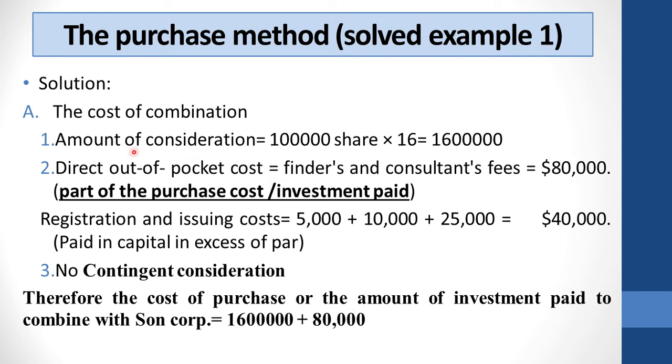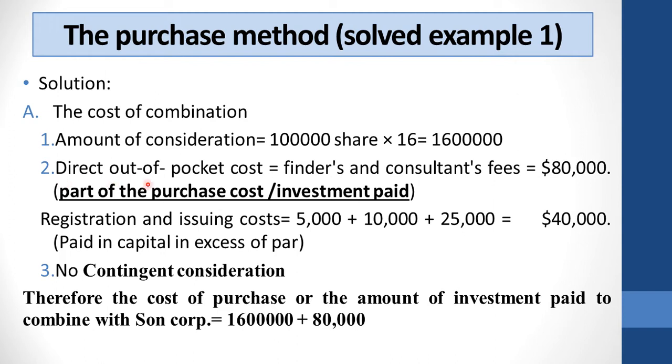For this example, the amount of consideration equals 100,000 shares multiplied by 16, which equals $1,600,000. So the amount of consideration here represents the amount of issued shares. In another example, it could be cash, or it could be cash and an amount of issued shares.